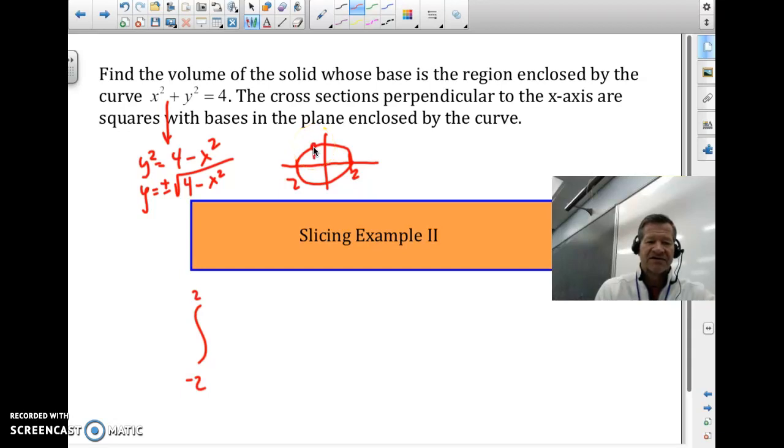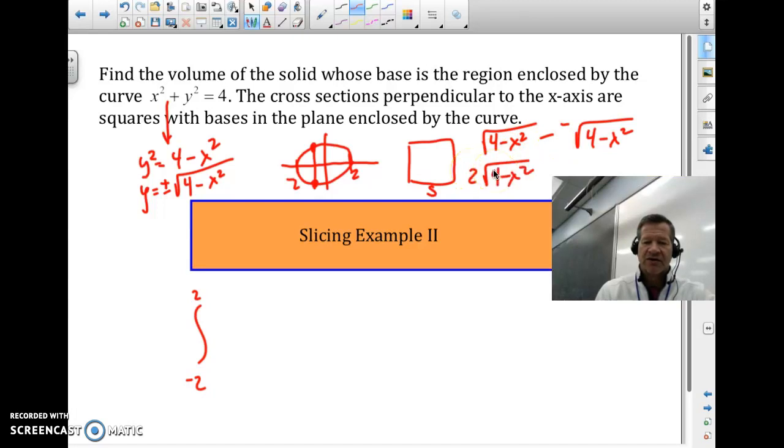Now, this cross section represents the side of the square. So if I draw that cross section, how big is a side of the square? Well, it goes from the top half of the circle, which is the square root of 4 minus x squared, minus the bottom half of the circle, which is negative square root of 4 minus x squared. Subtracting those, I get 2 times the square root of 4 minus x squared, and that's how long this side is, the distance from there to there. So I'm just simply integrating this formula with respect to x.